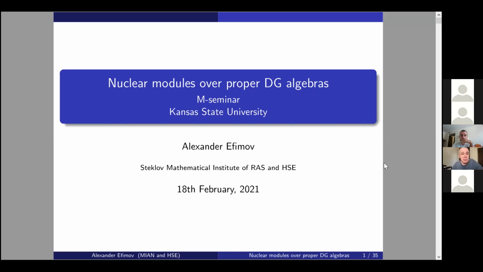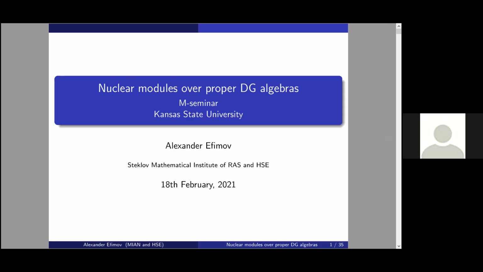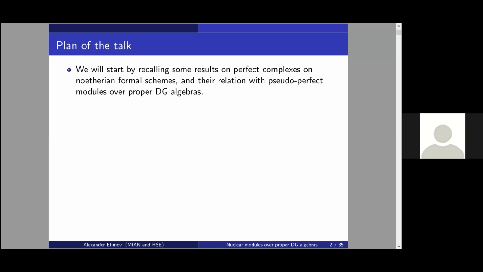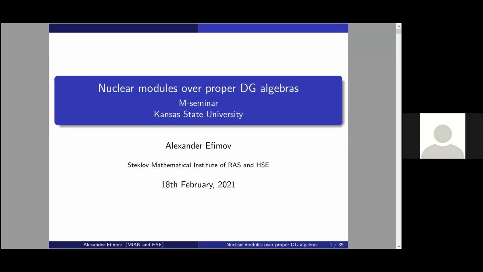All right, Sasha, please. Okay, thank you very much. So I will talk about nuclear modules over proper DG algebras. This is basically my attempt to understand the recent theory of condensed mathematics, and in particular nuclear modules over analytic rings as defined by Clausen and Scholze.